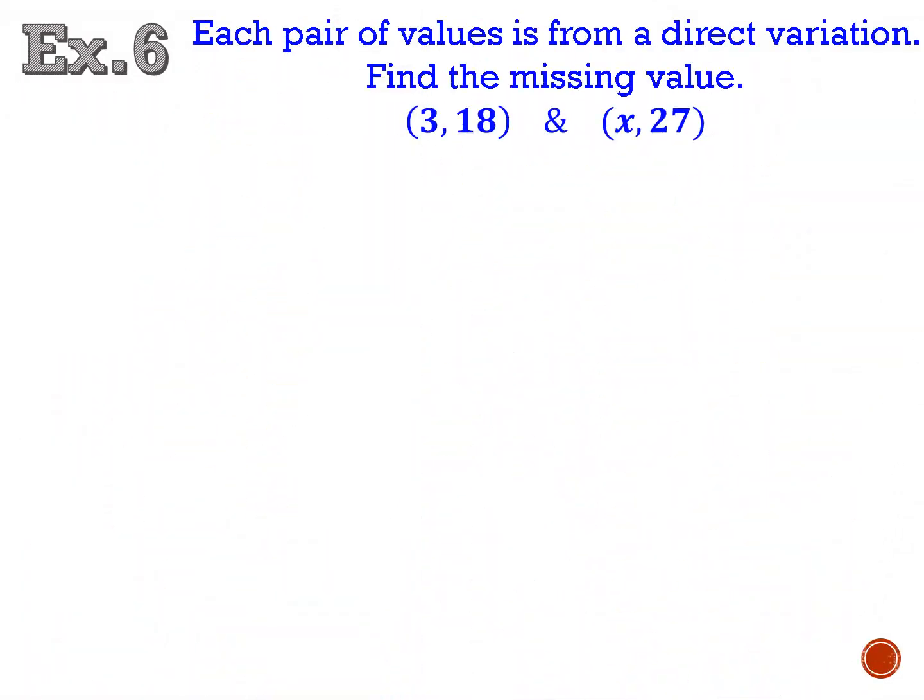All right. Last example for this one. This one's a little bit different, though. Example 6 is just a tad different. It threw in another piece of the puzzle here. It says each pair of values is from a direct variation. Find the missing value. So it gives me two coordinate points, (3, 18) and (x, 27).